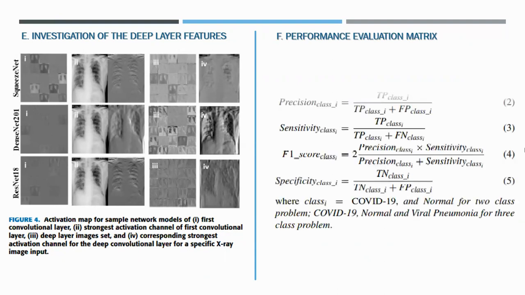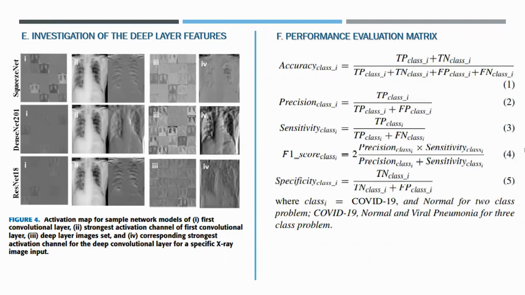To calculate the performance, we are using this formula where we look into the true positive, true negative, and then false positive and false negative. We calculate the accuracy, precision, sensitivity, and F1 score of each of these CNN models with and without image augmentation. And then we find out which CNN model is giving us the best performance, and then we go for that particular CNN model. Next.